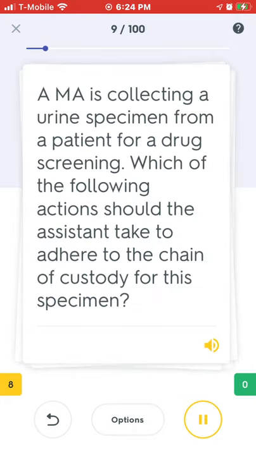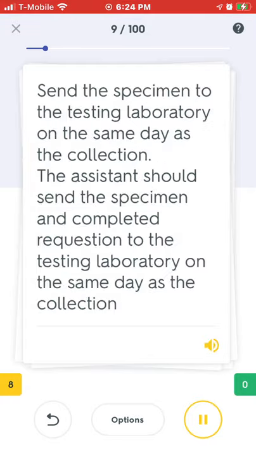A MA is collecting a urine specimen from a patient for a drug screening. Which of the following actions should the assistant take to adhere to the chain of custody for this specimen? Send the specimen to the testing laboratory on the same day as the collection. The assistant should send the specimen and completed request to the testing laboratory on the same day as the collection.